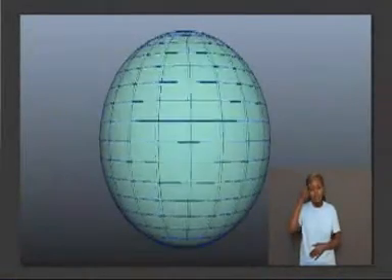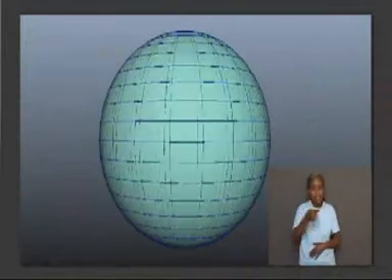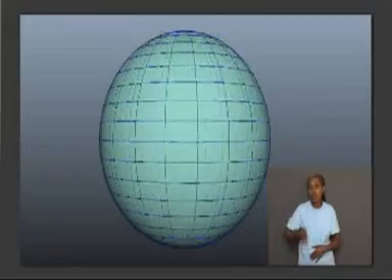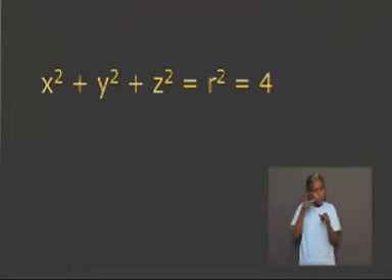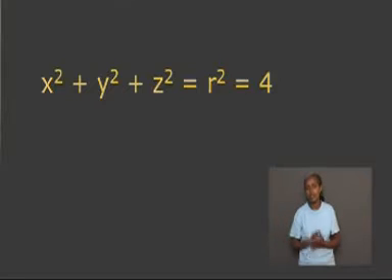Let us consider this sphere and say that the center is also the origin point of space. Its radius is 2 units long. Remember that the center point is located in space by coordinates x, y, and z. If r equals 2, then the equation of this sphere is expressed as x squared plus y squared plus z squared, which is equal to 4. Notice that the sum is equal to the radius squared.